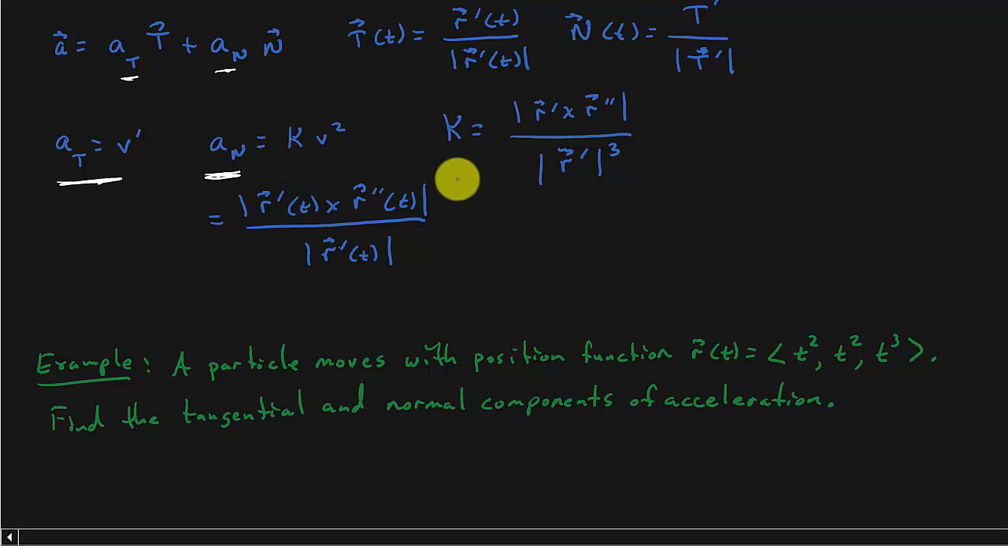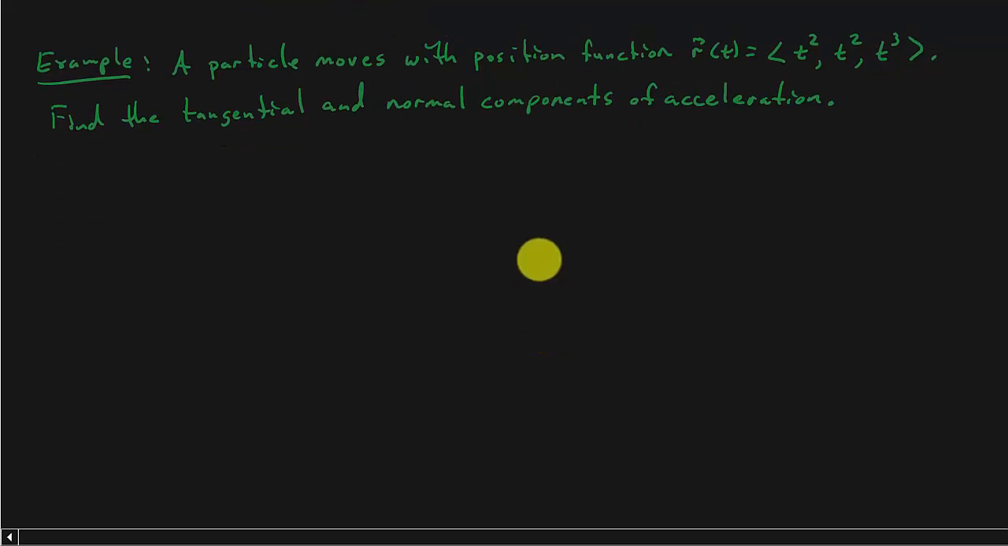So look at what all we have to find. The derivative of r and the second derivative of r. We need the magnitude of r prime, and we need the magnitude of the cross product. Okay. All right. So let's see.